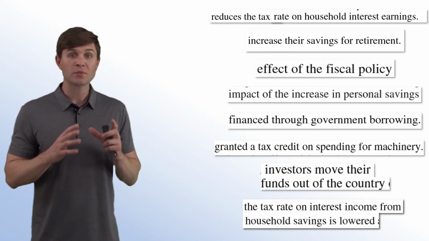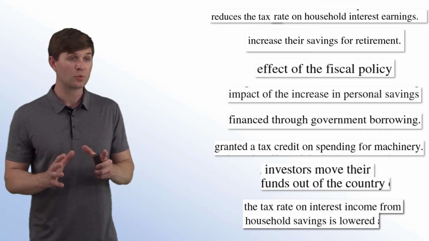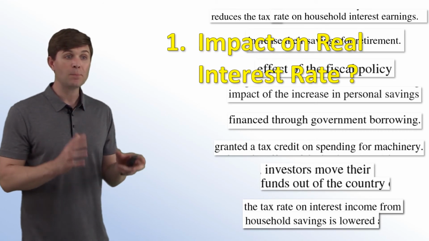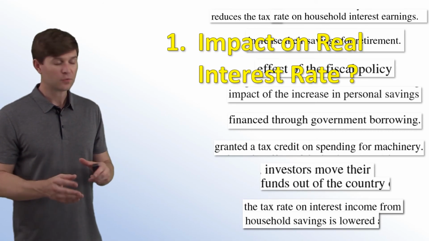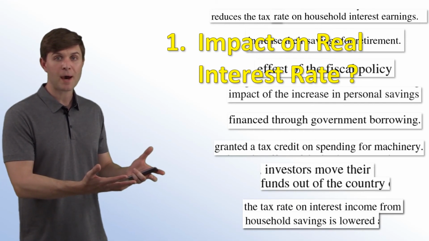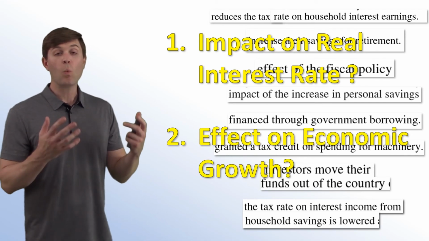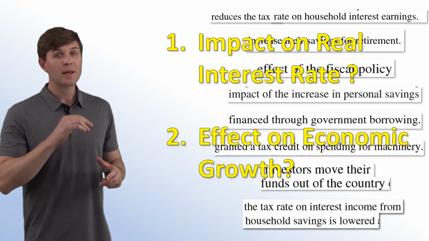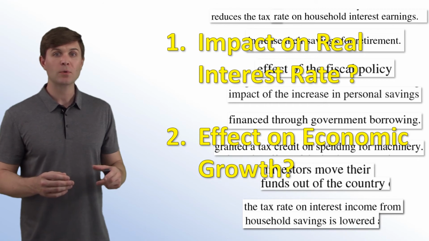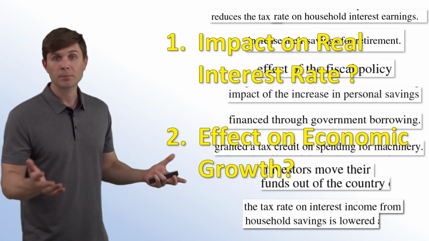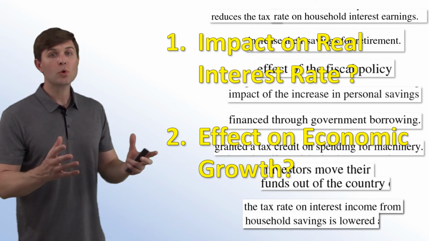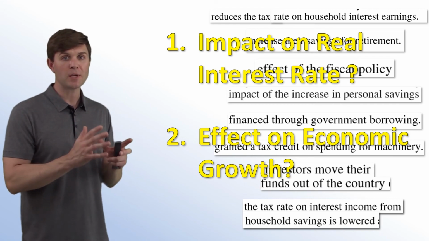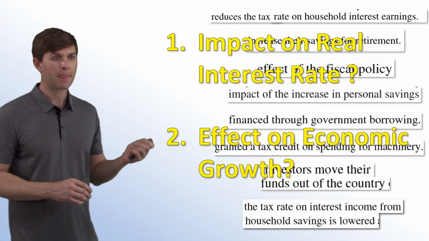But most of these questions have two kind of endpoints to them. They want to know what is the impact on the real interest rate. So you're going to throw it into your loanable funds model and see what happens. And then what is the effect on economic growth? And that's usually about it. Whether it's how crowding out affects economic growth or how a government surplus affects economic growth. Who knows what the question will be, but these are the two big questions you usually end up answering.